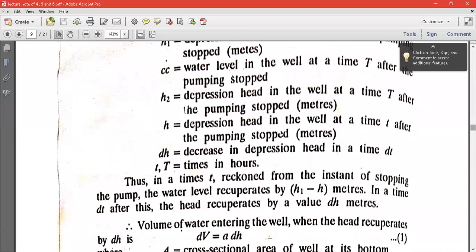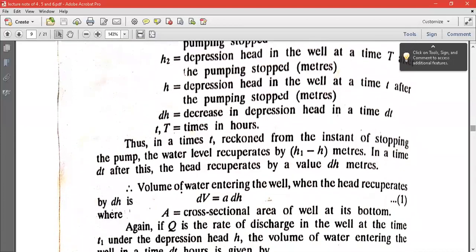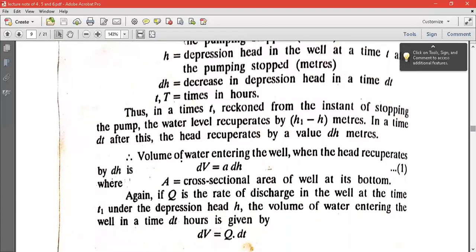At time T, in a time dt, the head recuperates by dH. I have shown the small element dH in the figure. Now what is the volume of water entering into the well when the head recuperates by dH? The area is constant, that is small a, the area of the well. Small dH is the small depth of recuperation. So ultimately dV, which we call the volume of water entering into the well when the head recuperates, is dV equal to A into small dH, where A is the cross section of the well.